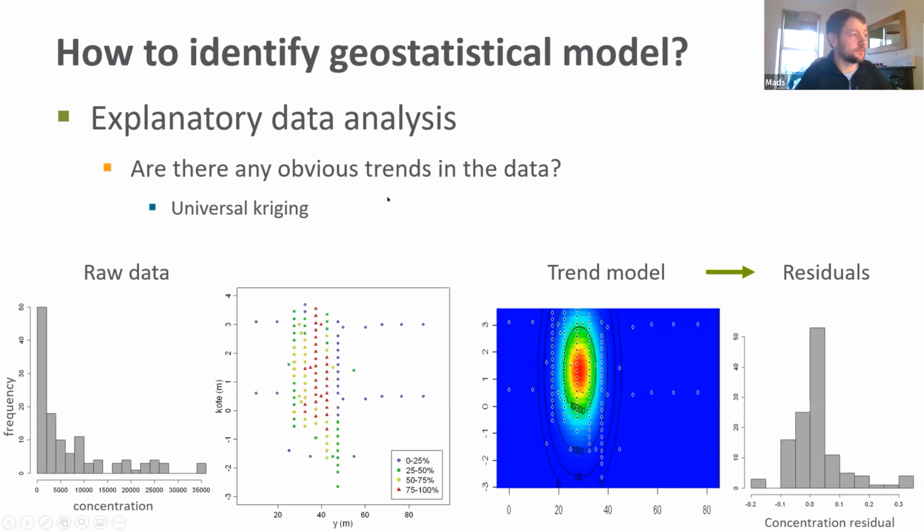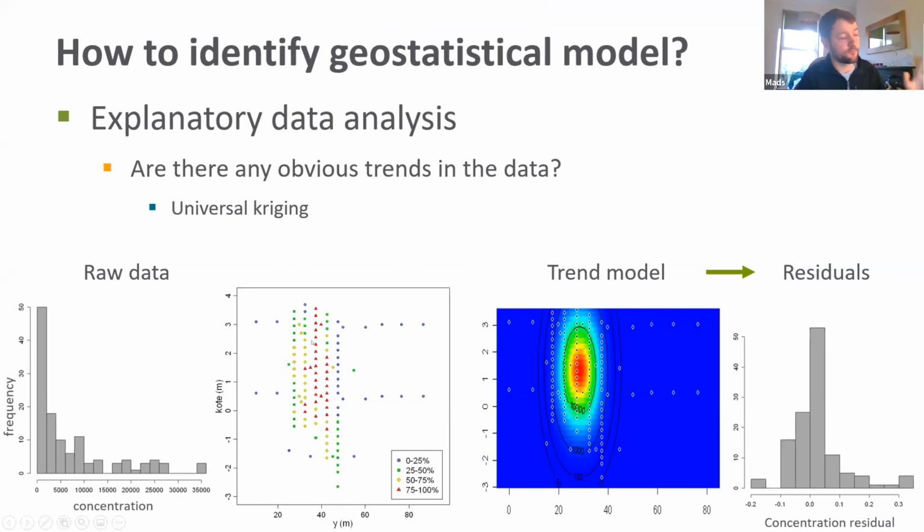Another thing we need to be aware of is whether there are any obvious trends in the data. In the examples before, I was just showing how it looked if you're assuming that the global trend that your data varies around is constant. Here we have an example again of some concentration data that looks highly skewed, and here the concentrations are plotted.